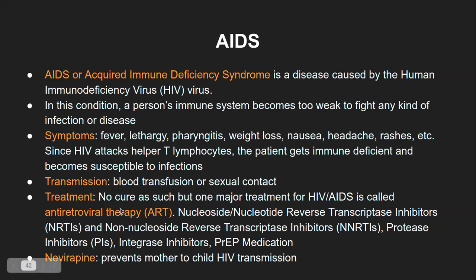Treatment: there is actually no cure as such, but one of the major treatments followed for AIDS or HIV infection is called antiretroviral therapy. HIV is a retrovirus, and that is why it is antiretroviral therapy, short form ART. Again, like I mentioned earlier, there are so many mutants of this HIV, and that is why it has been difficult to produce an antibody.